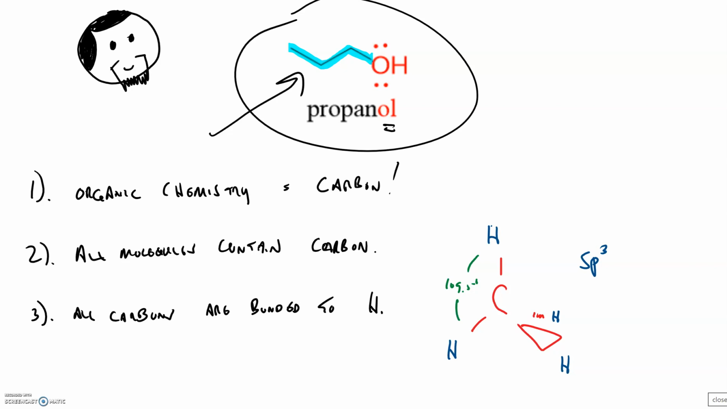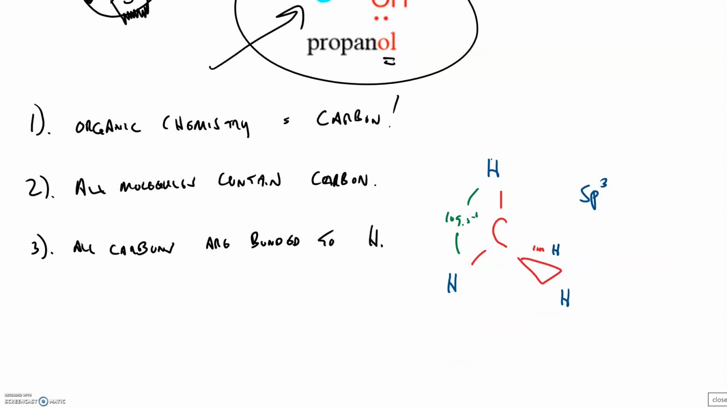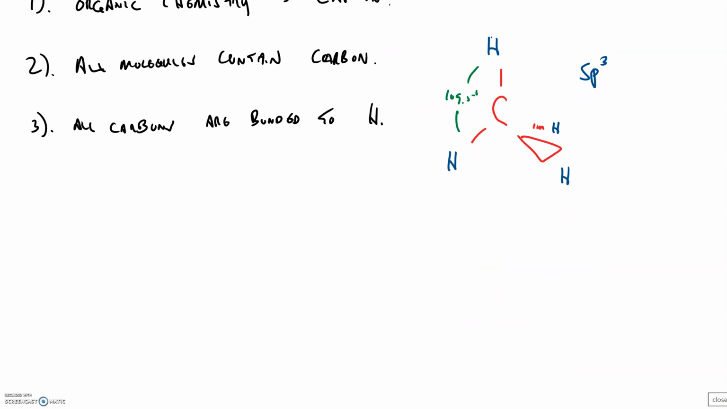There's no straight lines in a molecule of any organic structure. There are, but we're not going to worry about that for now. So here are some assumptions. Here's what we're going to run with here. In organic chemistry, every molecule contains carbon, and all carbons are bonded to as many hydrogen atoms as they possibly can. So what we're going to do is use some shorthand here.